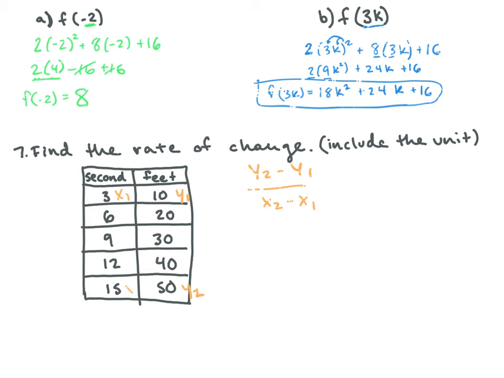Now we plug everything in. So we have 50 minus 10 over 15 minus 3. 50 minus 10 is 40. 15 minus 3 is 12. We can divide the top and the bottom here by 4 to simplify. So this is 10 over 3. And then we can just leave it as a fraction like this because we can't simplify it anymore. Okay, so that is the second page.